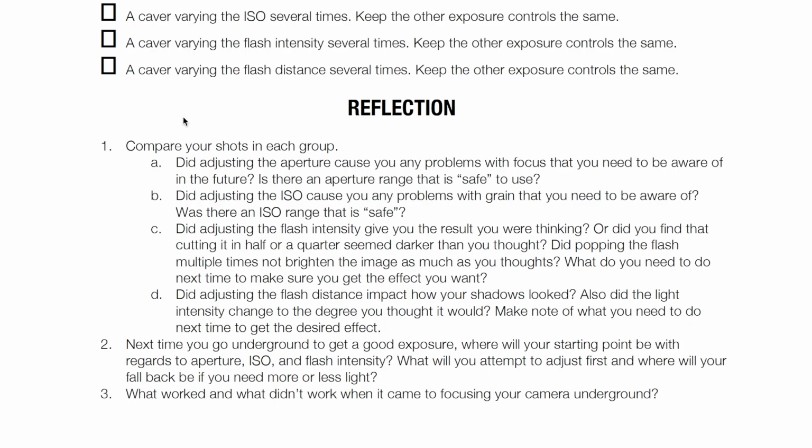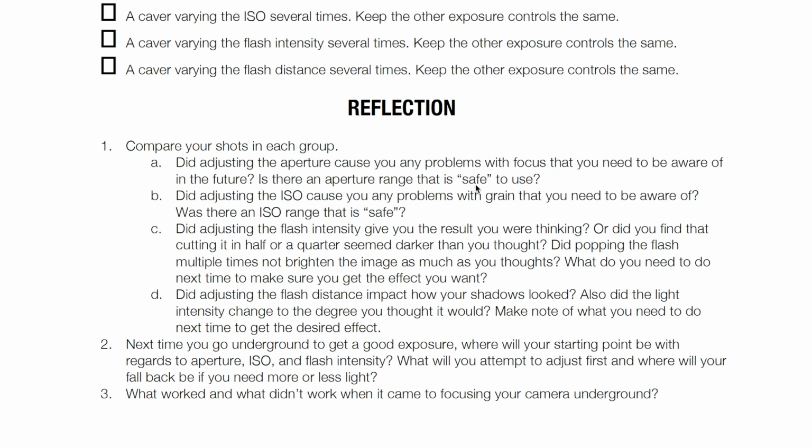And then the last thing that you need to do in this assignment is a reflection, and there will always be a reflection in the assignments, because you need to look back and say what worked, what didn't work, how do I lock in on what did work, and how do I learn from what didn't work so I don't make that same mistake moving forward. So here's the reflection. First of all, you're going to compare your shots in each of those groups that we've listed above and ask yourself, did adjusting the aperture cause you any problems with focus that you need to be aware of in the future?